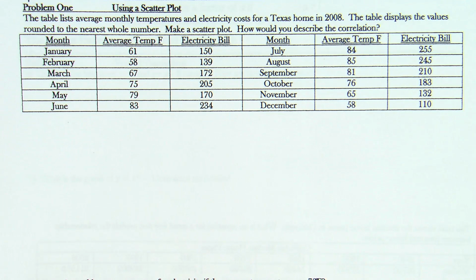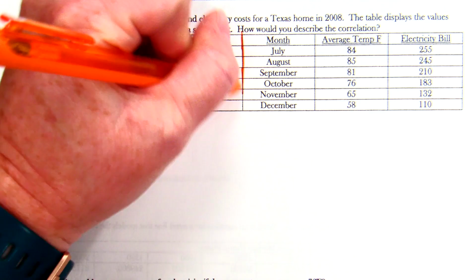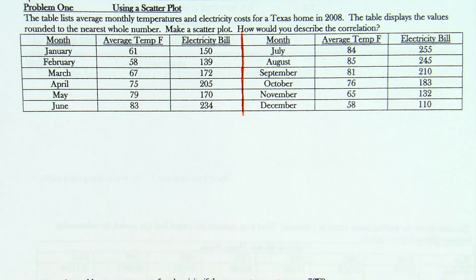Okay? So, notice the table lists average monthly temperatures and electricity costs for a Texas home in 2008. The table displays the values rounded to the nearest whole number. Make a scatter plot, and then how would you describe the correlation? Now, here's one of the big things I have to note. There's 2 sets of data here. Well, it's 1 set of data, but it's kind of broken into 2. So, in January, average temperature was 61. The bill was 150. In February, 58 and 139, so on and so forth.